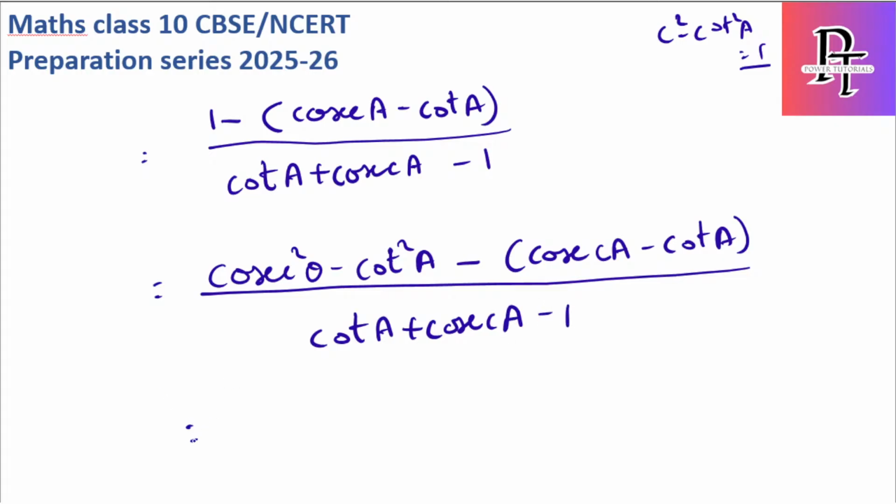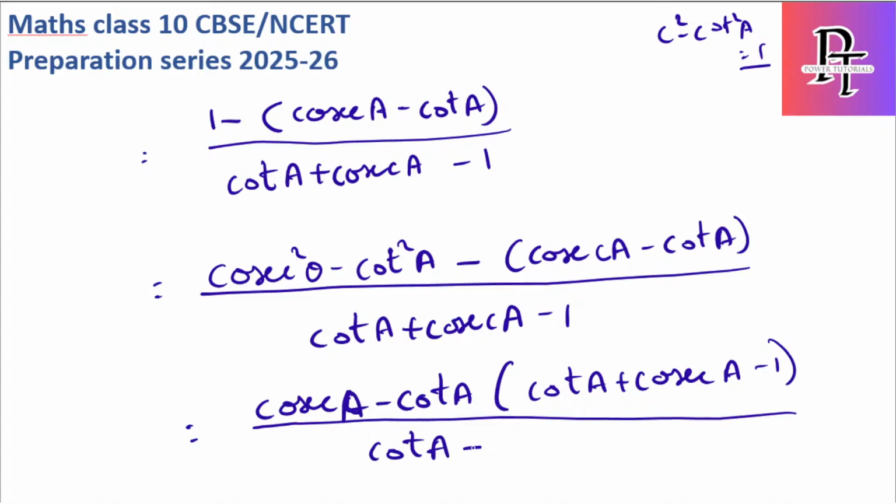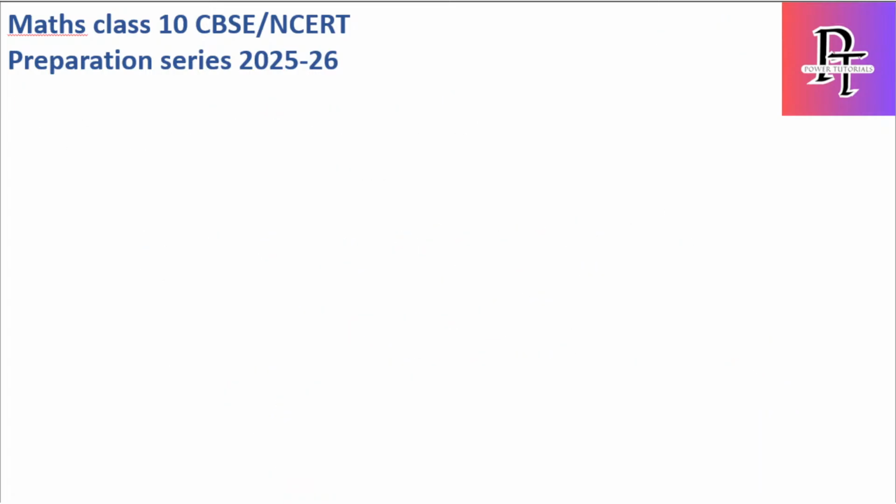Okay, so if I take common cosecant a minus cot a, I will get cot a plus cosecant a minus 1, and denominator also I have the same term, which is cot a plus cosecant a minus 1. So these two get cancelled out. So the final answer is cosecant a minus cot a, which is RHS. Okay, next move to the next one, which is the 21st question for today.